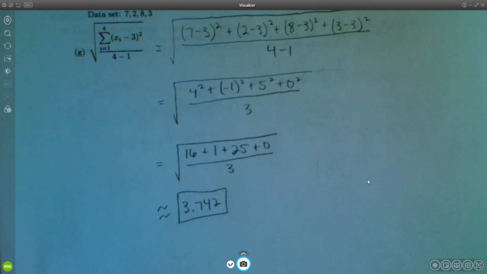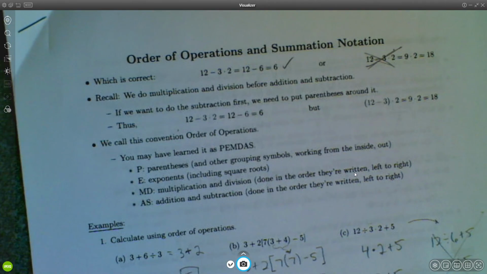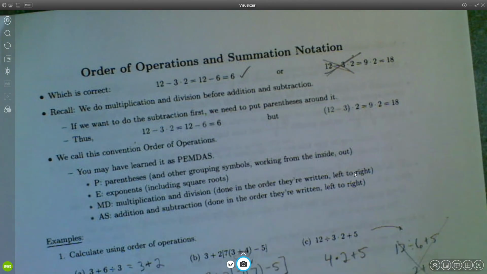Okay, and that's that. So there's our review of order of operations as well as our introduction to summation notation. Okay, so I'll check in with you later.